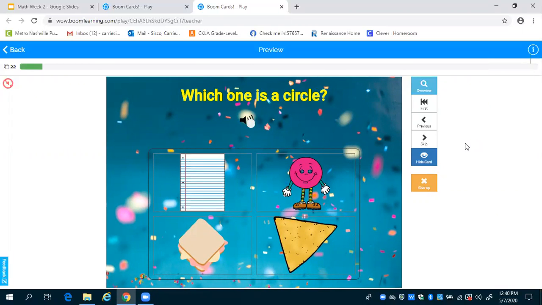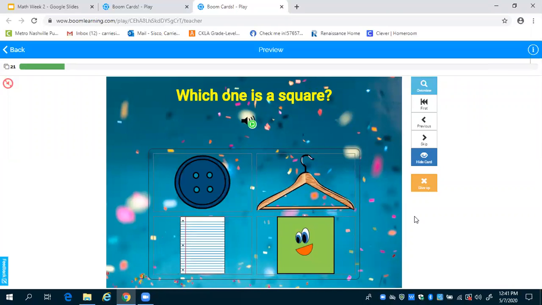Now, which one is a circle? Remember, a circle is very different from the rest of our shapes. Which one is the circle? Miss Graham, is it this one? The round one? Yes. So remember, a circle has no sides. Great job. Which one is a square?